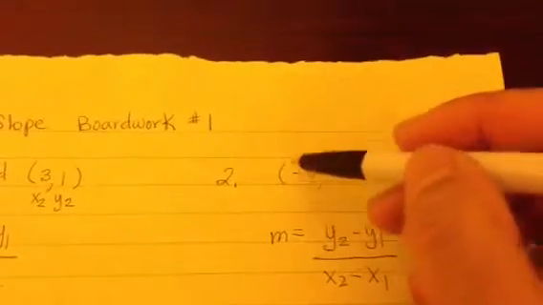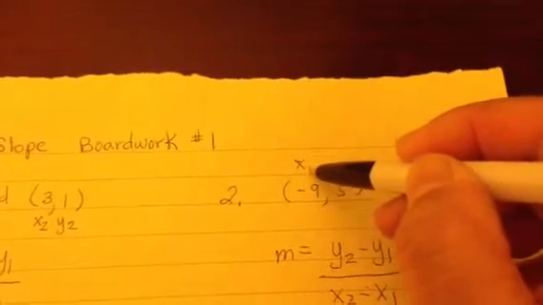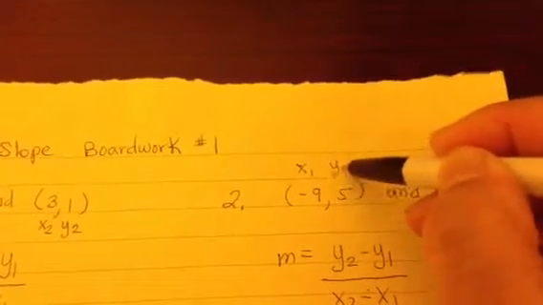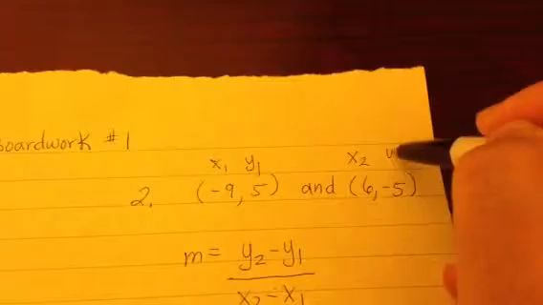And then let's again go back and label this right here. So I'm going to call this x1 right here. So then this one has to be y1 right there. The next one is going to be called x2. So this is going to be called y2. Okay? Alright, now let's go ahead and substitute numbers in.